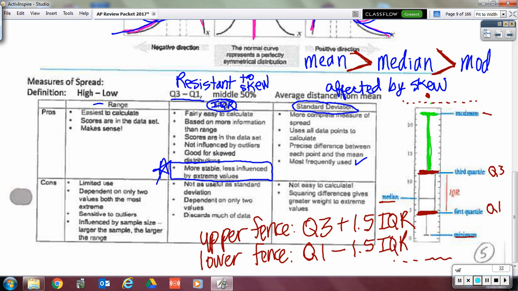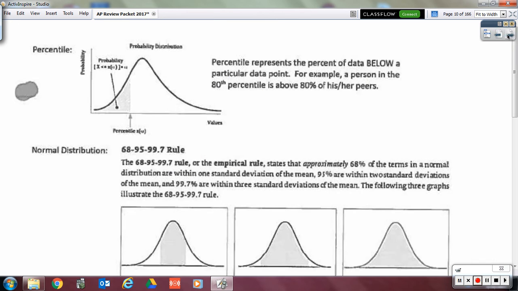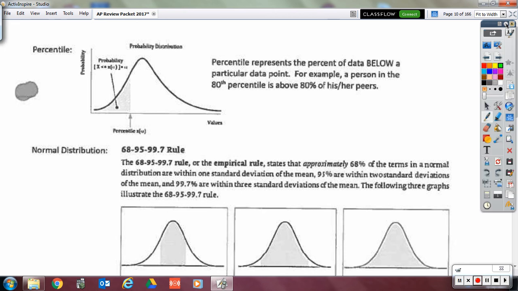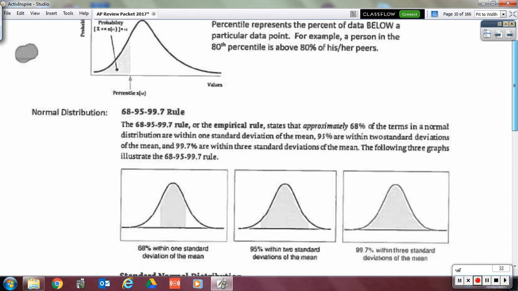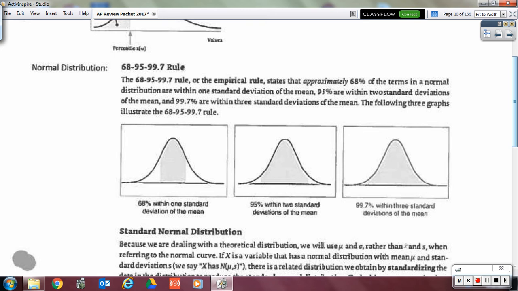All right. Moving on. Here we go. Okay, so this next page just has some information about normal, which we've been hitting hard all semester, so we'll skip that. But do recall the 68, 95, 99.7 rule.